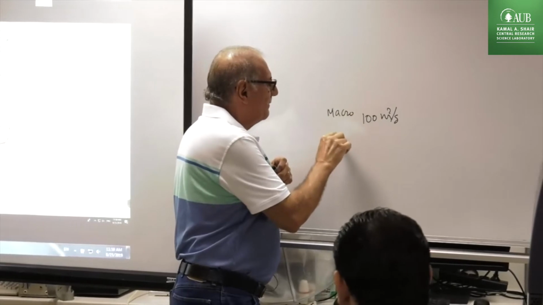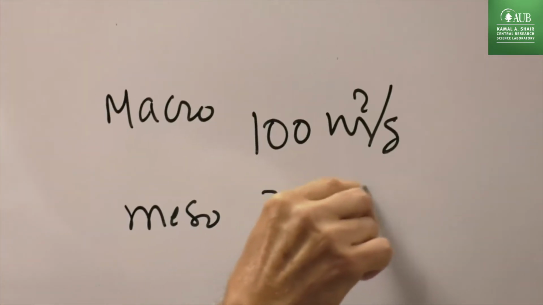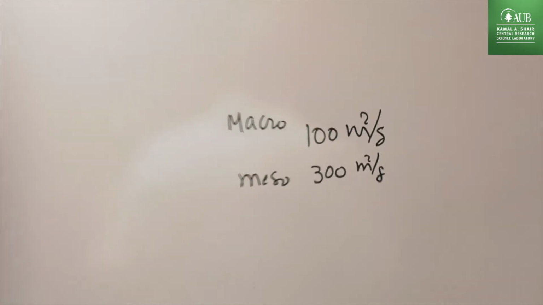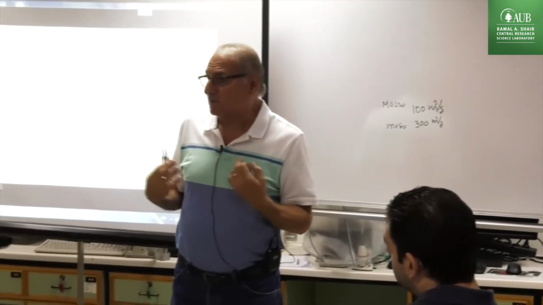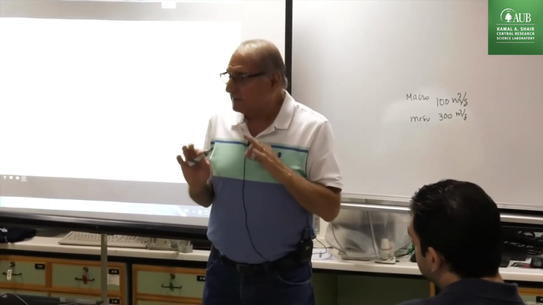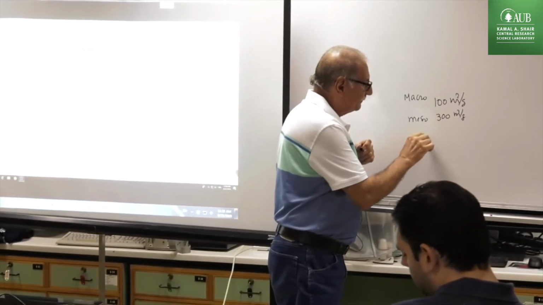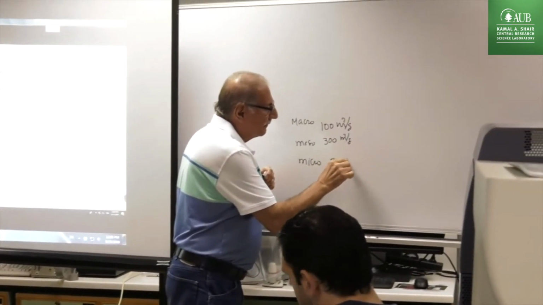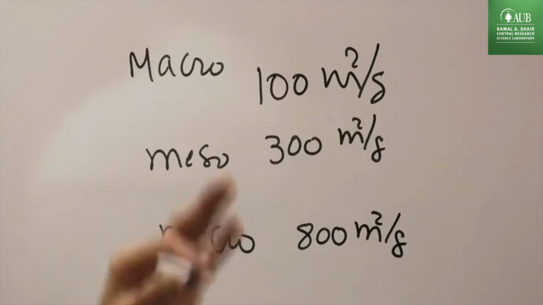The other one is the mesopore, up to 300 meters square per gram. It's just an example, okay? Just to have an idea, because at the beginning, give me a sample, just ask them what kind of sample it is, micropore, mesopore, or macropore. Well, this is enough. And you have micropores, about, I'll say, 800 meters square per gram, okay? More or less. Now, how much sample do I like to have?